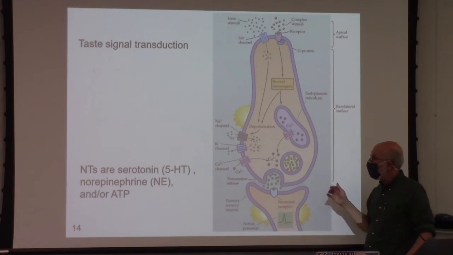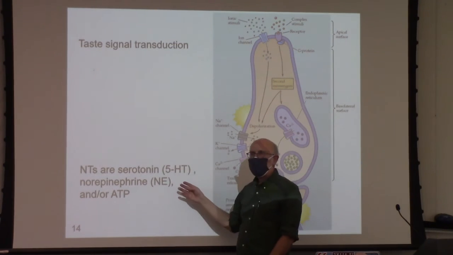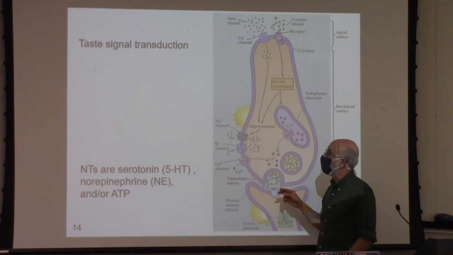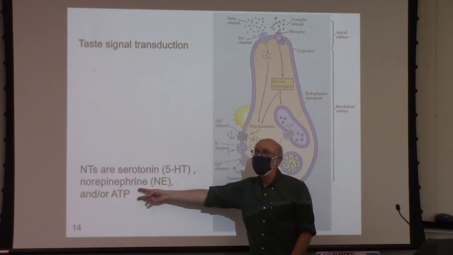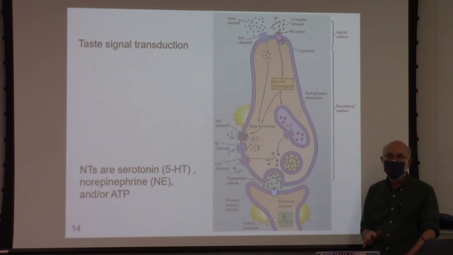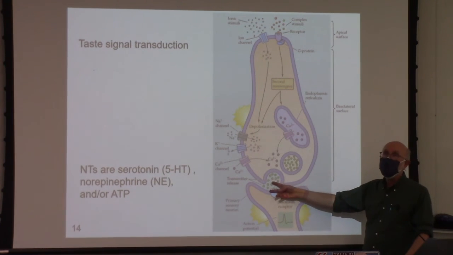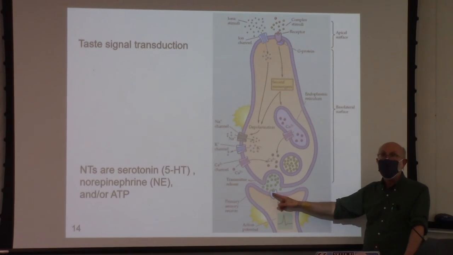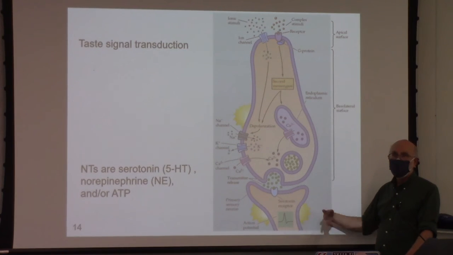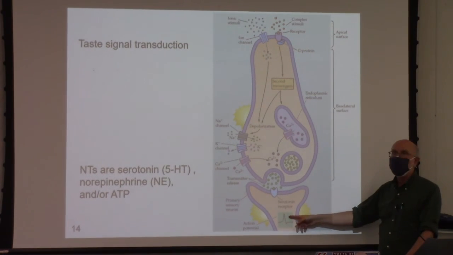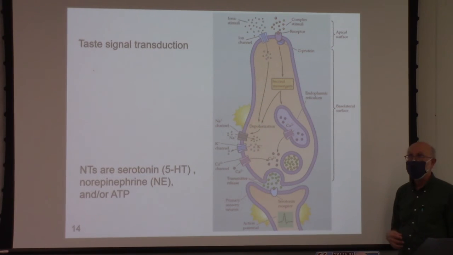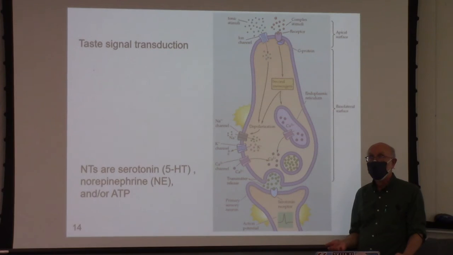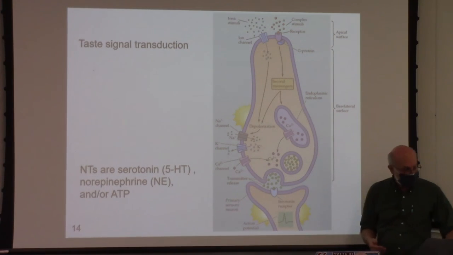The neurotransmitters are still being figured out, actually. We don't know all the neurotransmitters at this synapse, but they include serotonin, norepinephrine, and ATP. I will not test you on that. There are excitatory neurotransmitter releases that trigger depolarization of the nerve, depolarization, threshold, action potential propagation. To the thalamus and to the taste cortex.